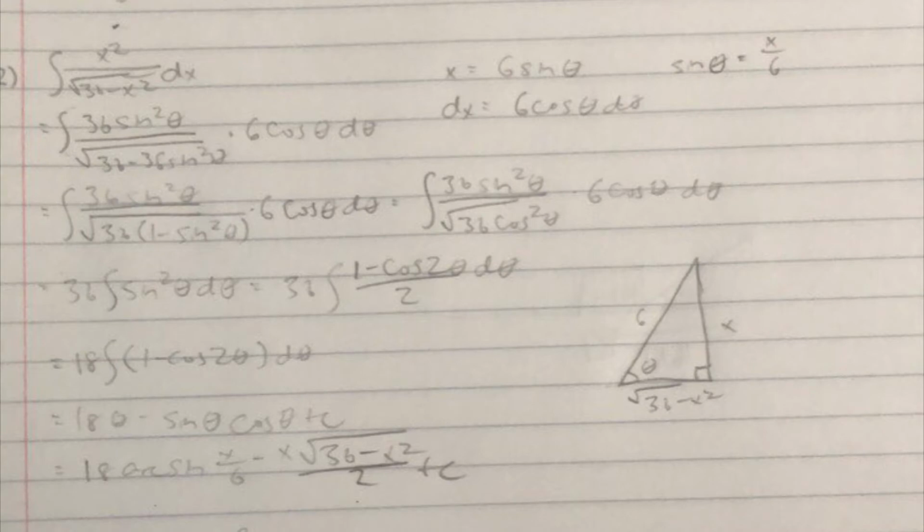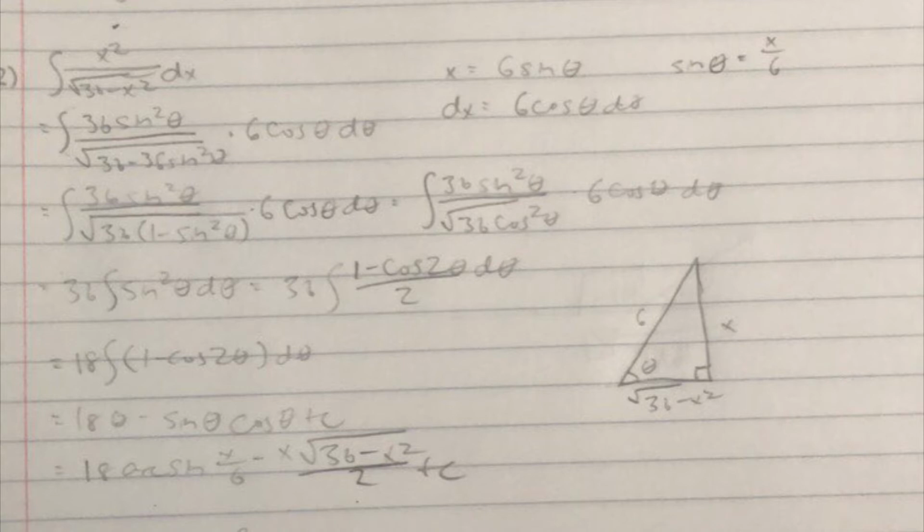Okay, so for number two, we have the integral of x squared over the square root of 36 minus x squared dx. So using the triangle method, we have x equals 6 sine theta, so sine theta is x over 6. We can plug into the triangle. We have the hypotenuse is 6, and the opposite side is x. So that makes the adjacent side the square root of 36 minus x squared, and we got that using the Pythagorean theorem.